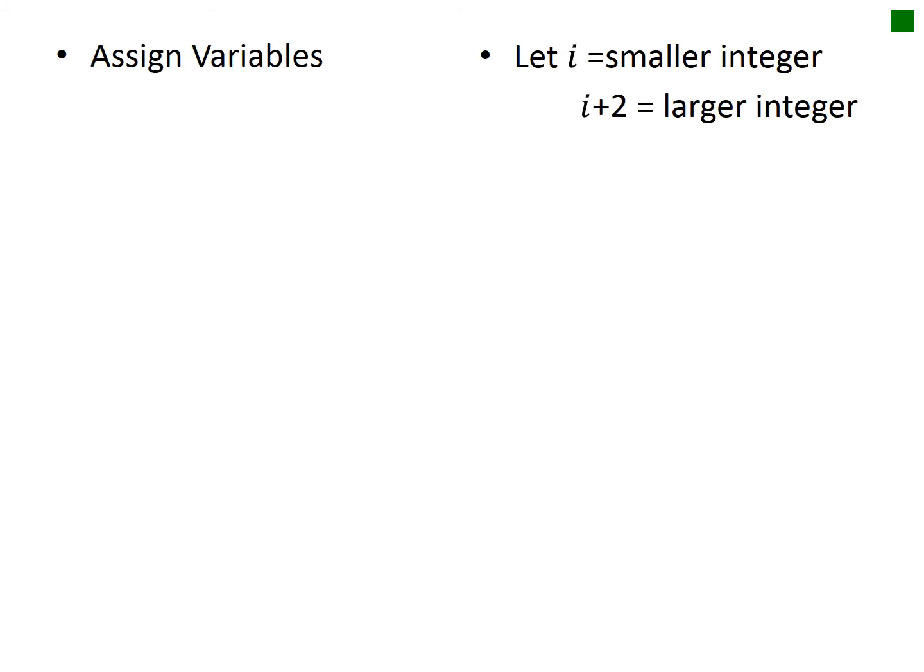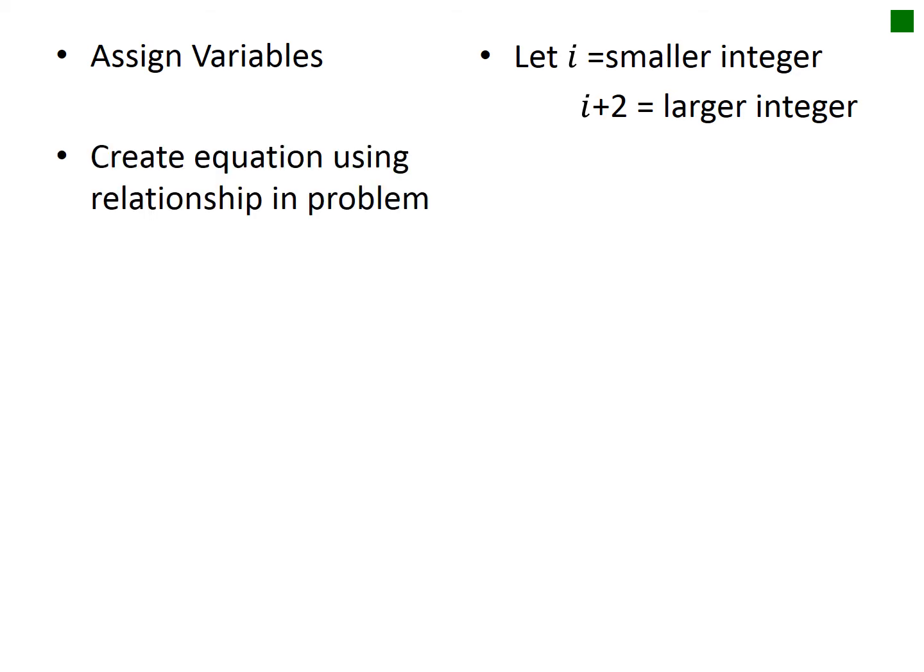First step in solving any word problem is to assign your variables. In this problem, we know we're looking at consecutive odd integers. So we can name our first variable i and our next variable i plus 2, because consecutive odd integers are 2 units apart on the number line. Once we've assigned our variables, the next step is to create our equation.